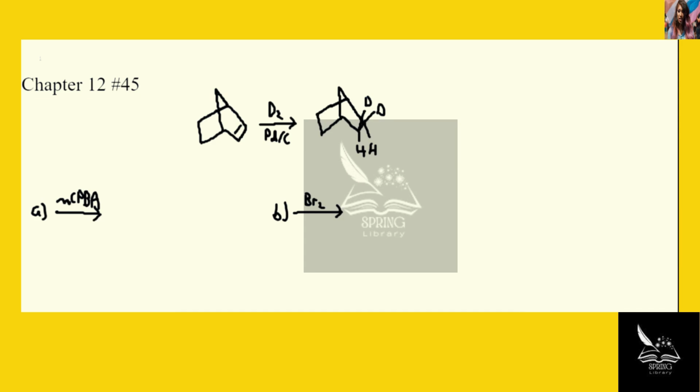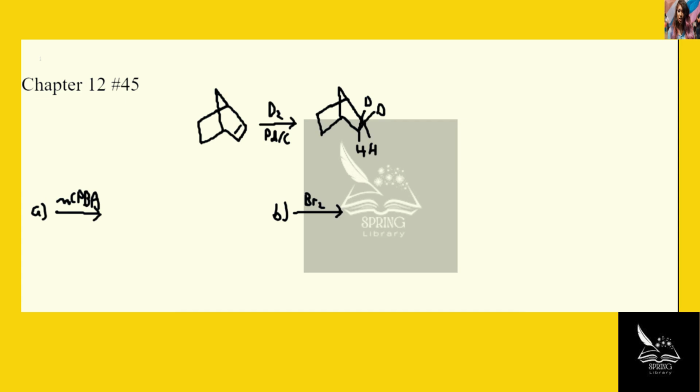This is the answer to Chapter 12, problem number 45 from the Smith Organic Chemistry textbook. This problem starts by giving us this molecule and telling us that when it's treated with deuterium gas and palladium on carbon, the deuteriums both add from the top and only from the top. This is important because it tells us that the bottom face of this molecule is blocked. It's hindered. And so anything that adds is going to add from the top.